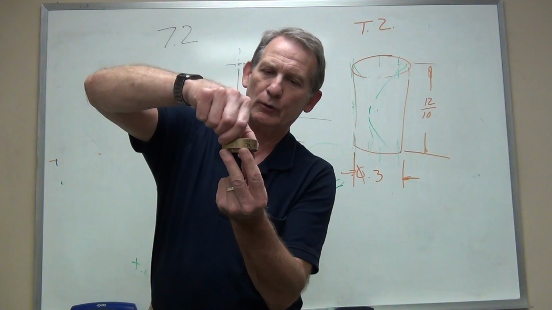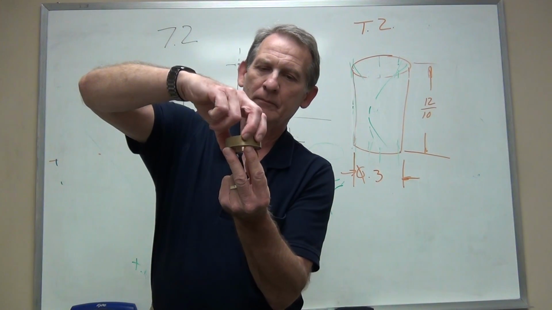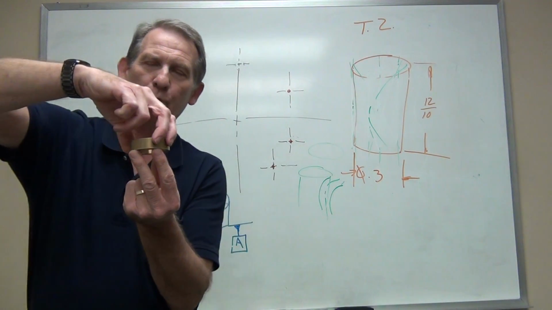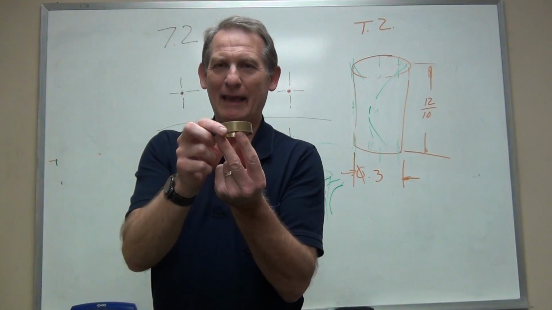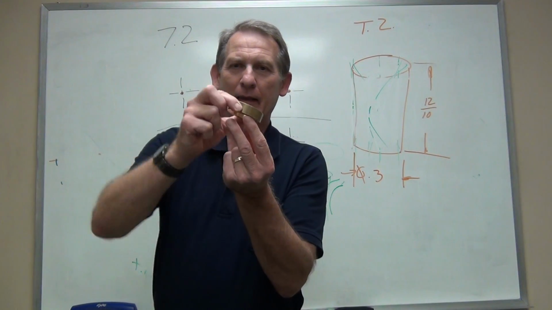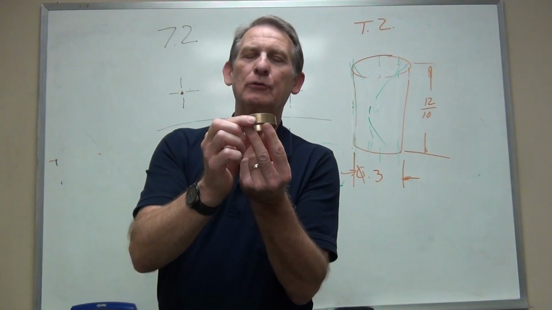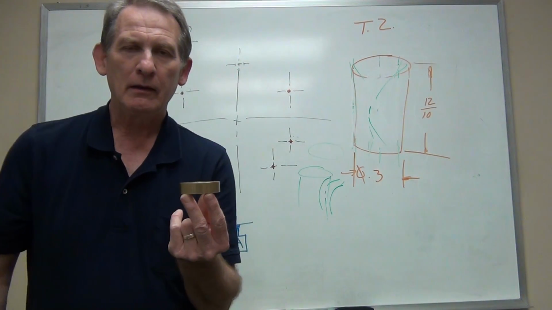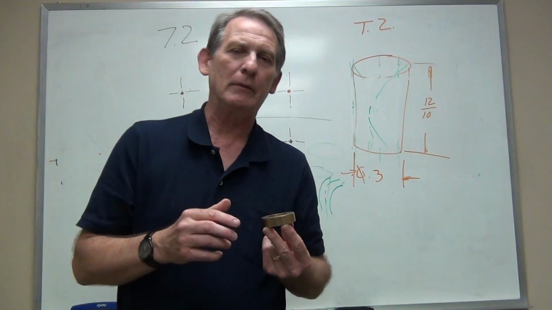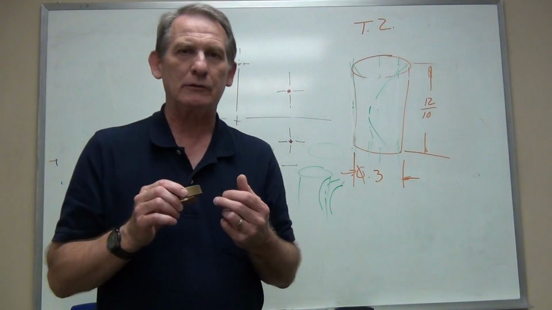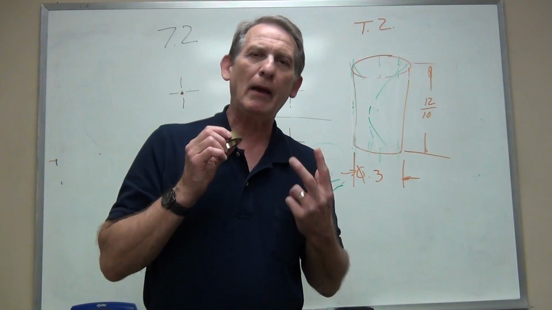Rotationally, I can rotate this way. So that would be yaw. But I can't pitch and I can't roll. So I've constrained 2 rotational degrees of freedom. So not all 6 degrees of freedom are constrained. That means the part is not fully constrained. Does that matter?